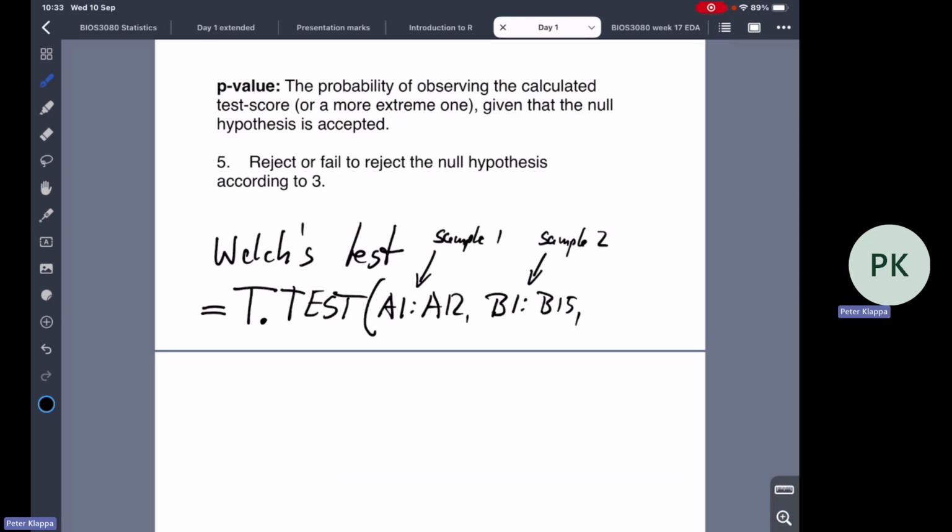It then asks you whether you want a 1 or a 2-tailed test. And that's very easy to enter because you will always enter a 2 for a 2-tailed test. And the last one, that's the crucial one. When you perform this Welch test, Excel or Google Sheets expects the number 3. So 2 indicates 2-tailed, and this 3 here indicates that it is a Welch test.